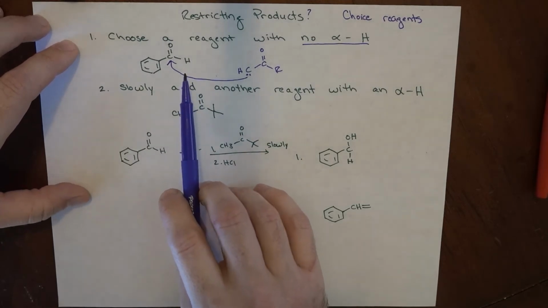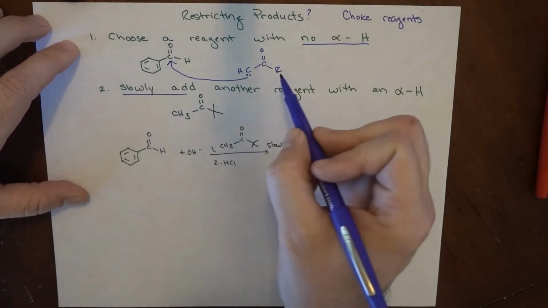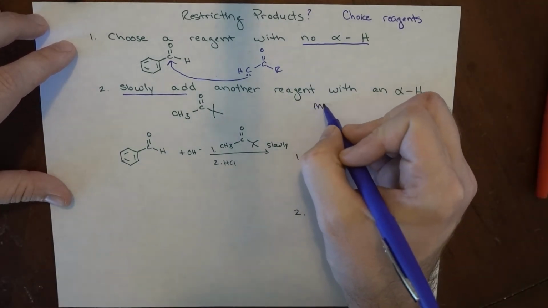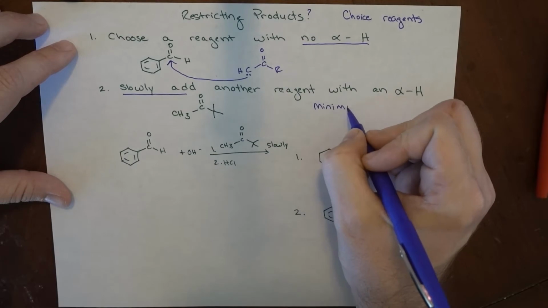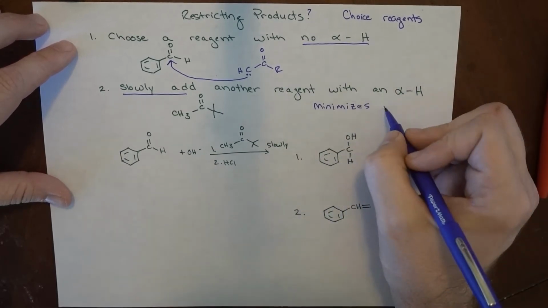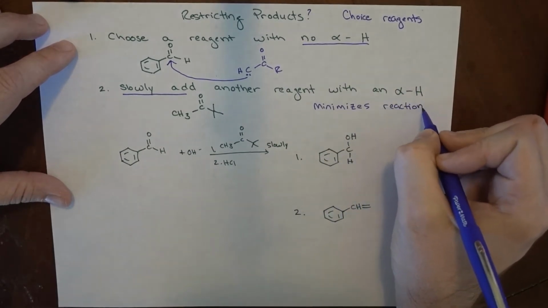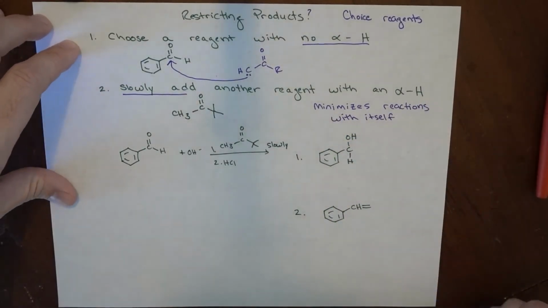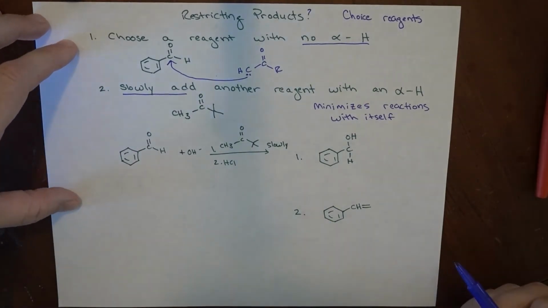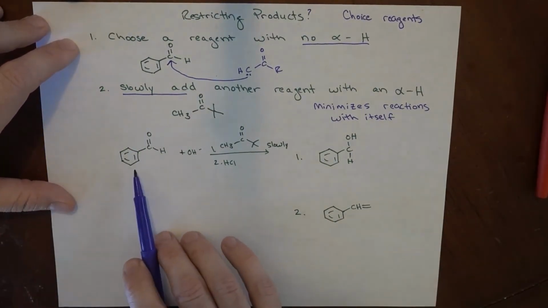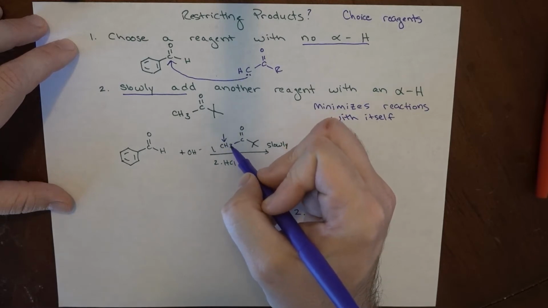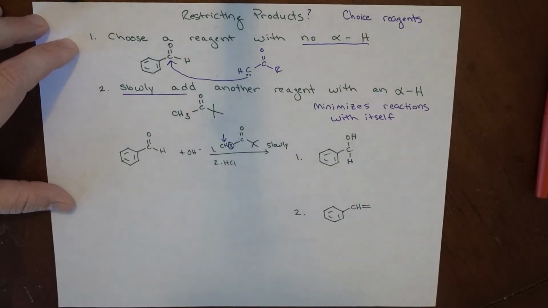And if that is the case, then we can slowly add whatever reagent this is, and that minimizes reactions with itself. That means as soon as it gets dropped into the reaction, it reacts with the other species present and not itself. So let's play that out with a trimethyl compound here. There's no alpha carbon here. The only alpha carbon is right here. So one of these hydrogens is going to end up being removed.